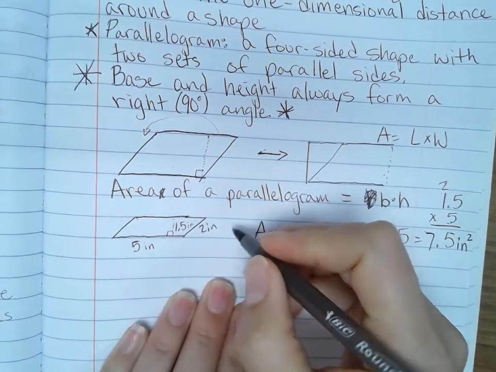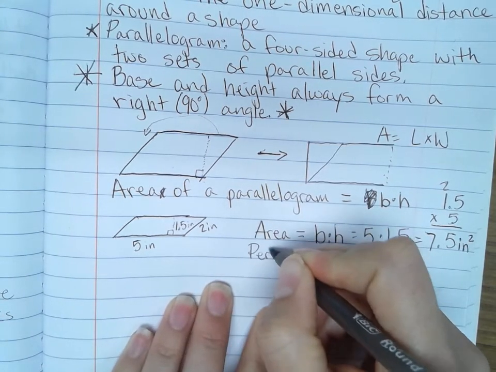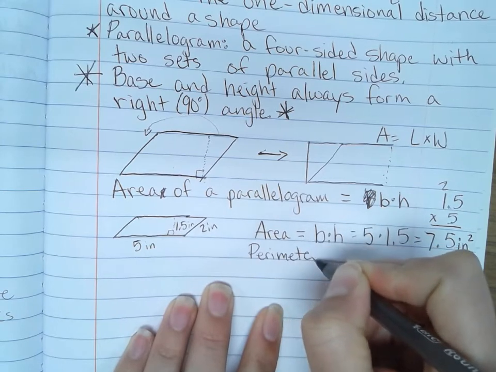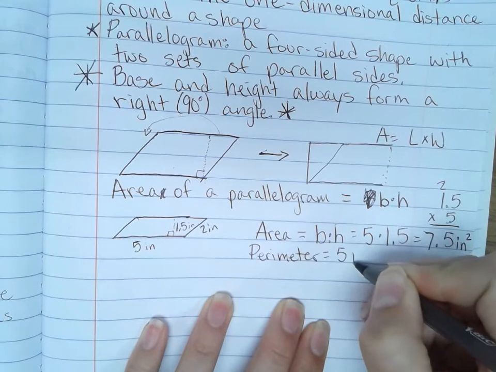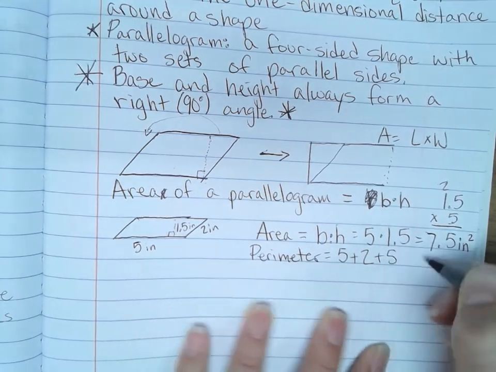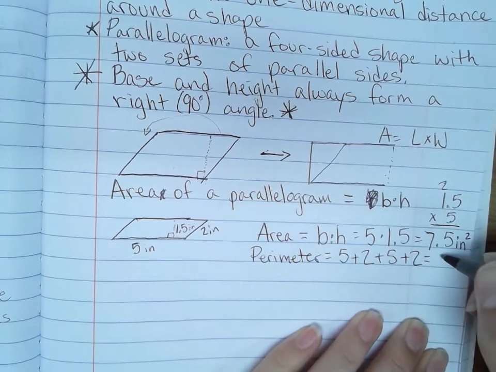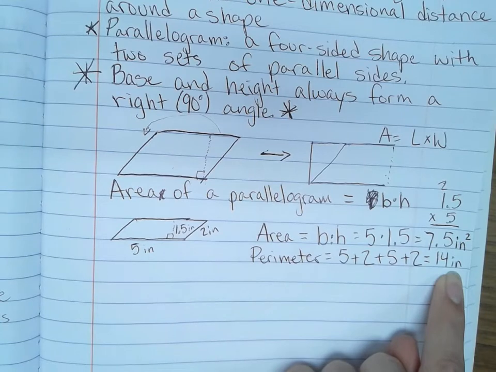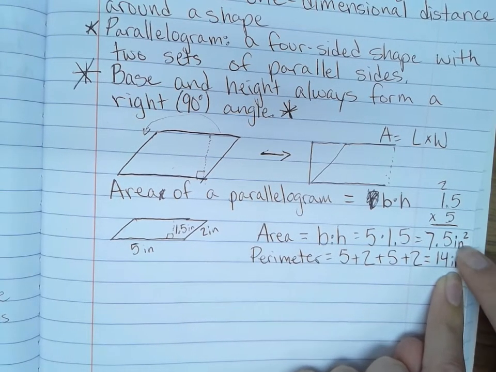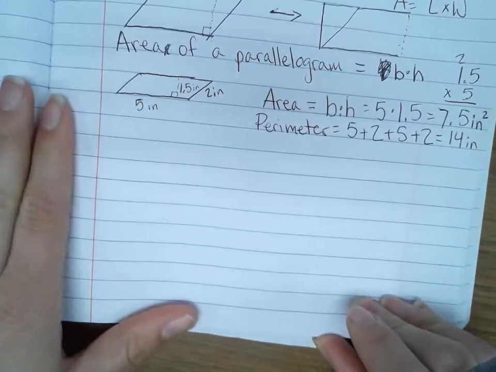Now perimeter is just all the sides added together. Perimeter would then be 5 plus 2 plus 5 plus 2, all the outside edges added together. So in this case, that'd be 14 inches. Now notice, I didn't put a square on this. That's because this is just one dimension. It's not squares. This is squares that fill up the inside. Okay, let's try another example.